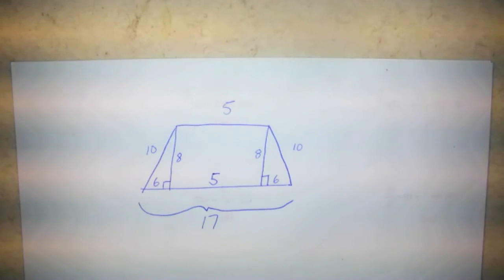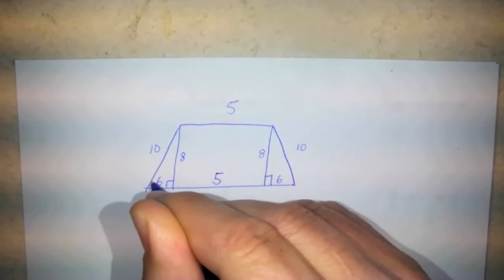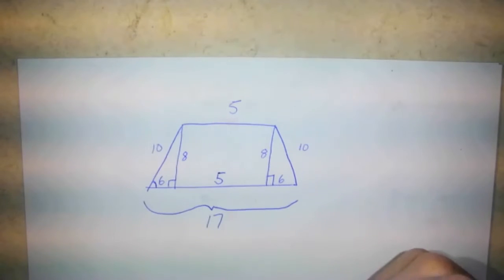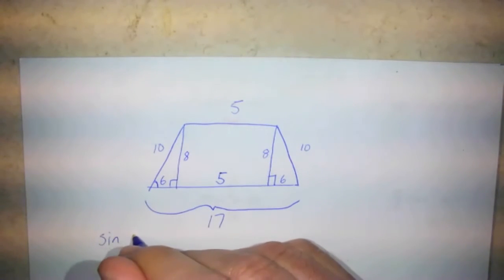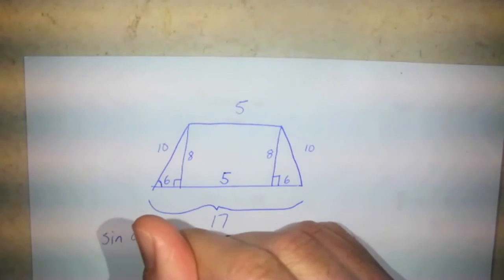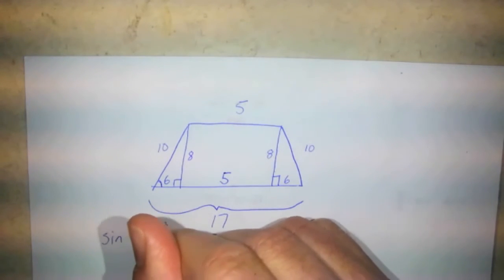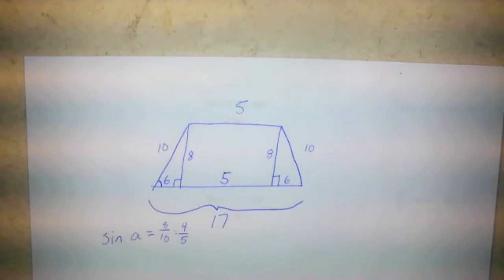Okay, what is the question actually asking? Find the sine of one of the acute angles. So here is one of my acute angles. Sine is opposite over hypotenuse. So the sine of this angle, I'll call it A for acute, sine of angle A is 8 over 10, which of course reduces to 4 over 5. And that would be my answer.